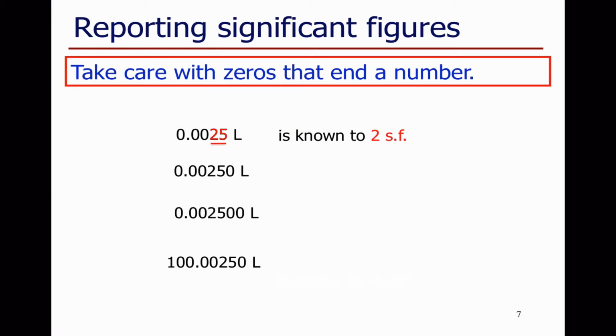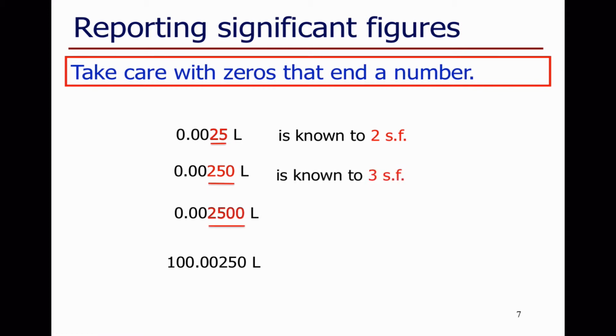We need to take extra care when zeros end a number. Here we've got one from the previous slide. So we have the 2 significant figures of the 2 and the 5. But this next one looks the same, except it's got a 0 on the end. That 0 has been added because all 3 of these numbers are significant, including that 0. So it stretches all the way to knowledge in this last decimal place here. And this one's known to 3 significant figures.